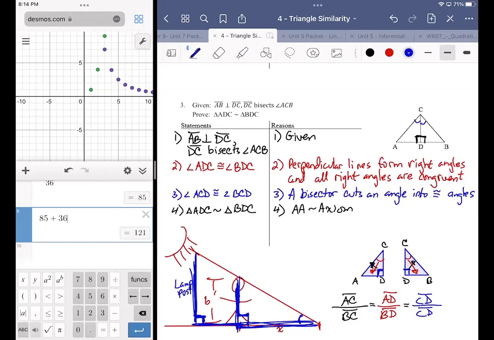So if you know that this individual is 6 feet tall, and you know this dimension, then you would just need to figure out how far the end of the individual's shadow is away from the lamppost. You'd have to know this piece of information. And if you do, then you could use a proportion to figure out what this missing size is.